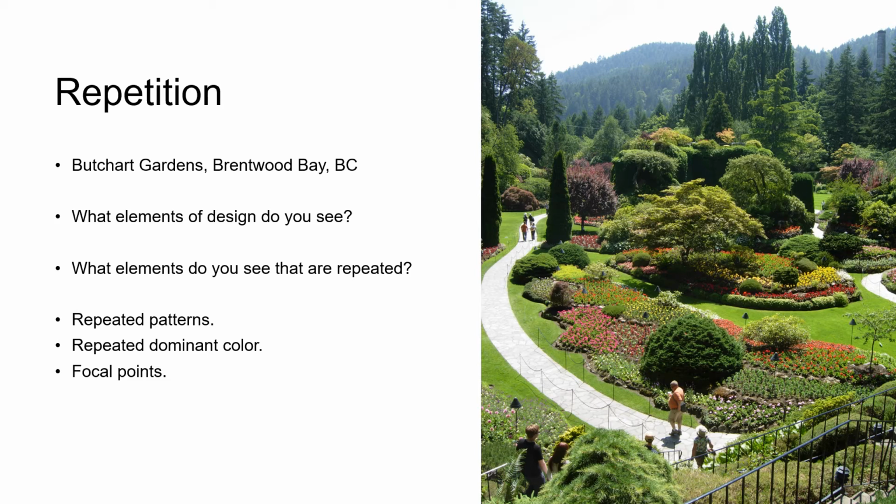From a design point of view, this landscape works because of the application of the principles of design: scale, proportion, and repetition. There are also examples of the use of unity through dominance, although I haven't talked about that principle yet. So what elements of design do you see here, and what elements of design do you see repeated?